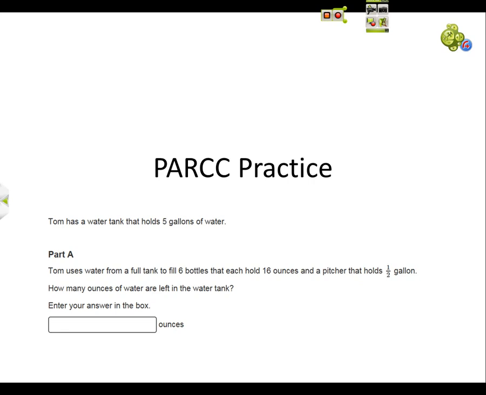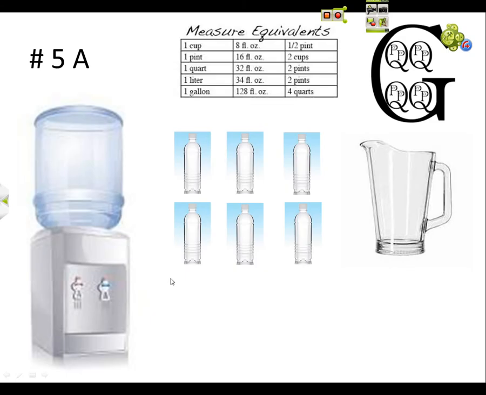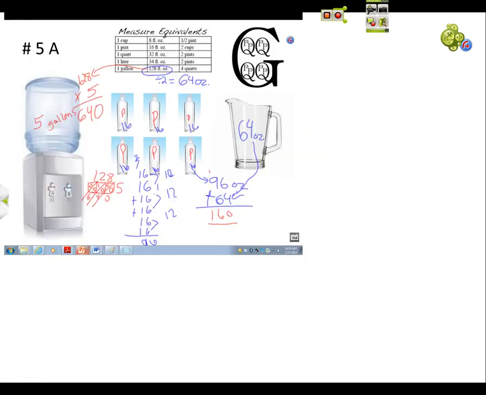Tom has a water tank that holds 5 gallons of water. Tom uses the water from a full tank to fill 6 bottles that each hold 16 ounces, and a pitcher that holds 1/2 gallon. How many ounces of water are left in the water tank? What tells you that this is a subtraction problem? The word left tells you that it's a subtraction problem. I'll circle that.